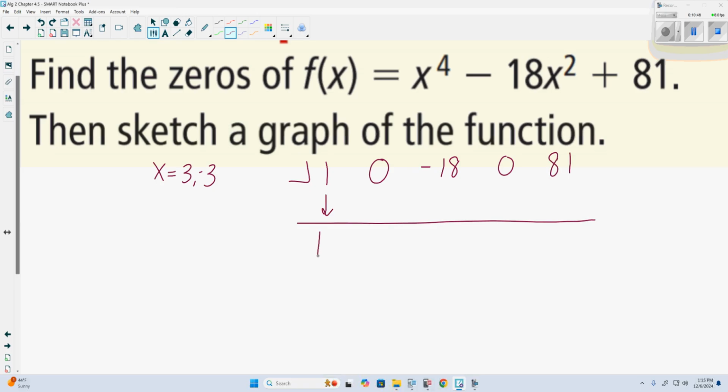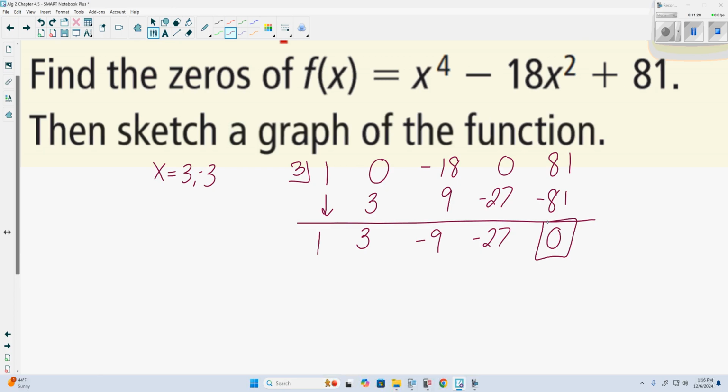Bring down the 1. Which one do we want to try first, 3 or -3? 3. Put it in the box and we're going to do synthetic division. 3 times 1. 3. 0 plus 3. 3 times 3 is 9, -18 plus 9. Almost. -9. 3 times -9 is -27. 0 plus -27. 3 times -27 is -81. 0. But again, this whole synthetic division, we can do each of the steps in the calculator.